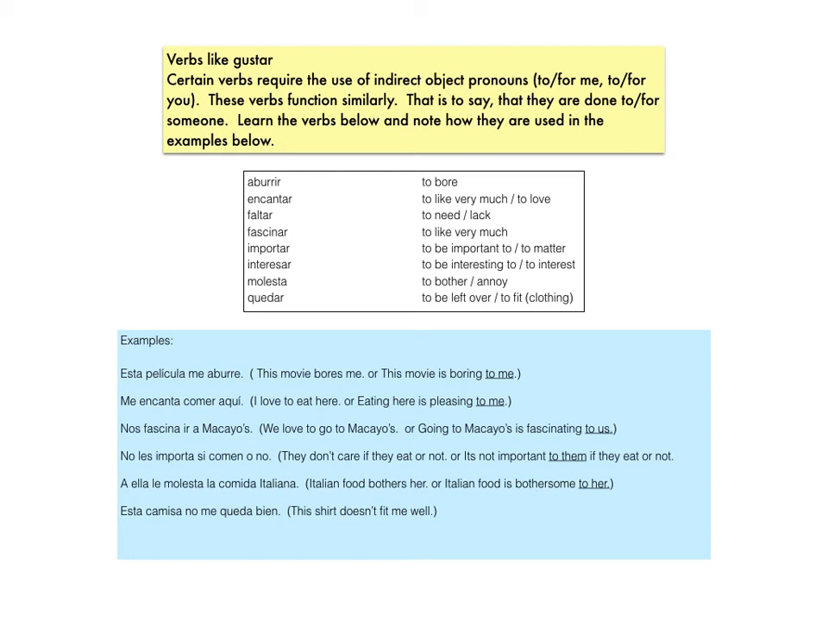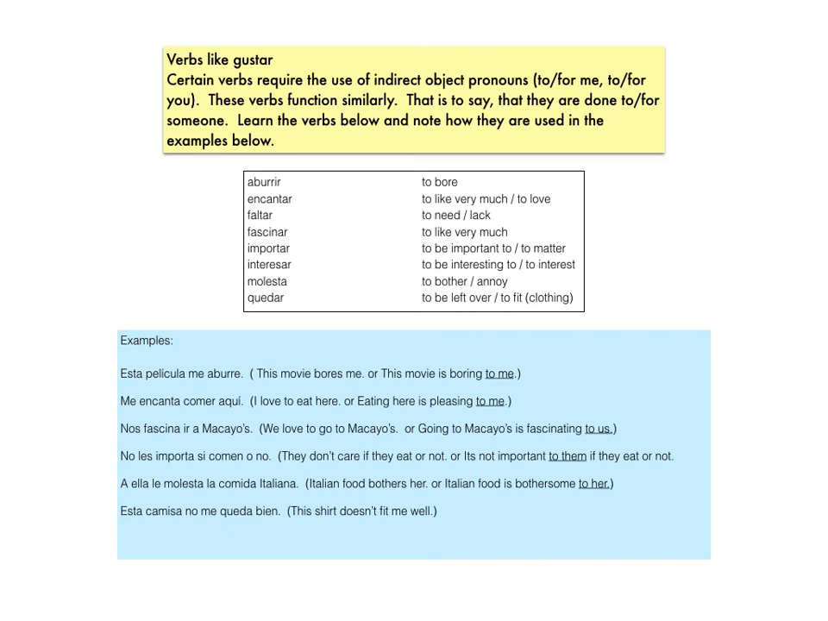Okay, the next example says, a ella le molesta la comida italiana. So Italian food bothers her, or Italian food is bothersome to her. And the last example, esta camisa no me queda bien. This shirt doesn't fit me well. Okay, is how that translates as far as English goes.